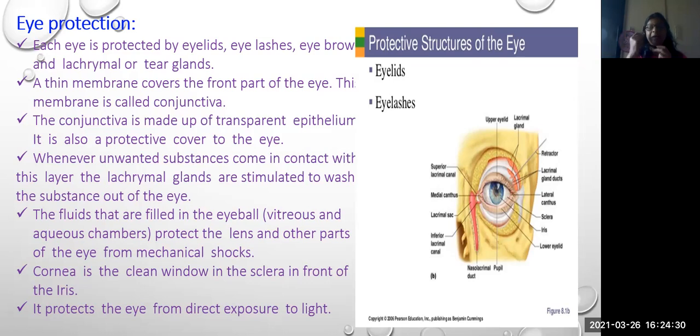And the next one is the cornea, which is a clear window in the sclera in front of the iris. This is important to pass on the light. It is not a lens, but a modified part of the sclera, and it is important to focus the light. It also protects the eye from direct exposure to light. If there is too much light, it won't allow that much light. So it acts as a screen inside the eye.